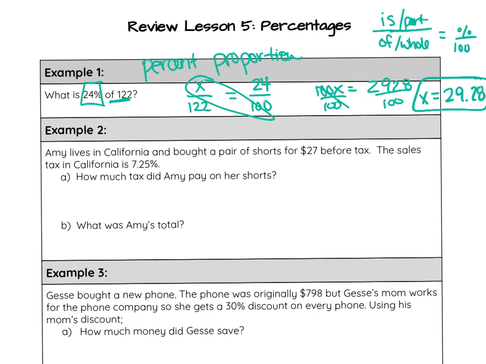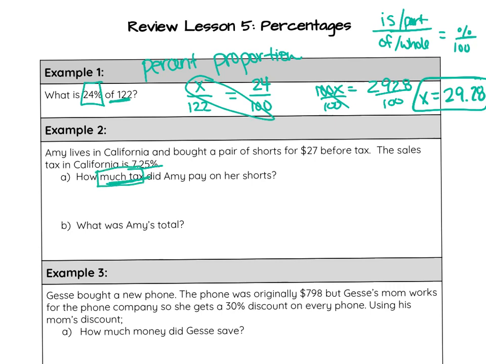Example 2, Amy lives in California and bought a pair of shorts for $27 before tax. The sales tax in California is 7.25%. How much tax did Amy pay on her shorts? So this is a markup, markdown type question. Because this is tax, this is considered markup. But letter A is just talking about how much tax.